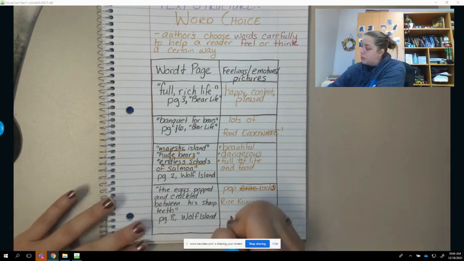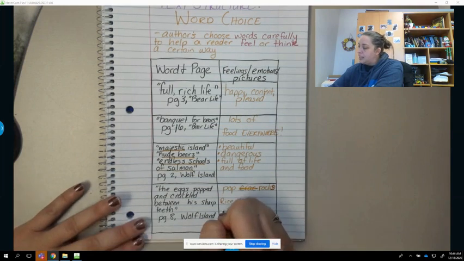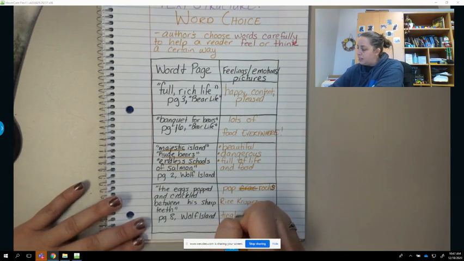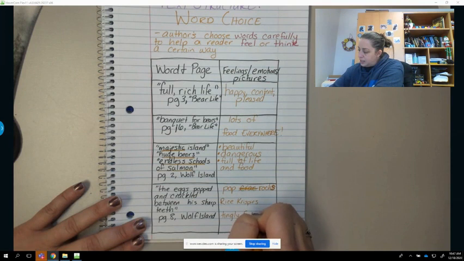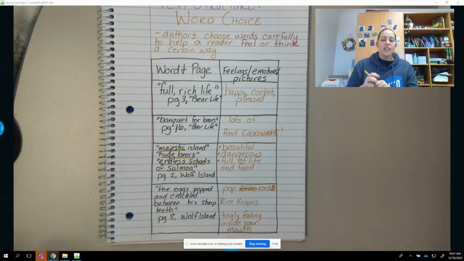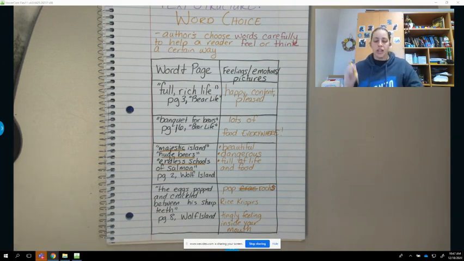Oh, that's another good one. Tingly feeling inside your mouth. All right, and that is your notes for your word structure, or your word choice, your text structure, word choice.